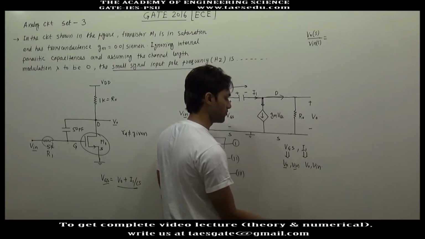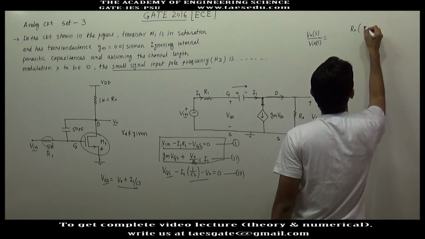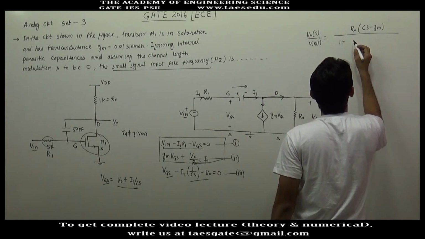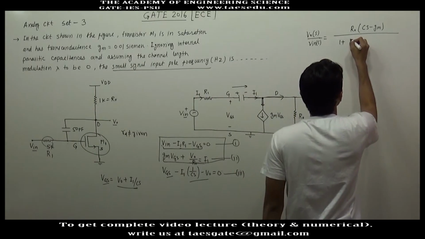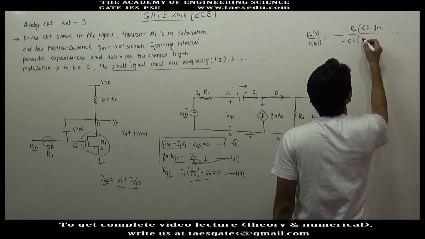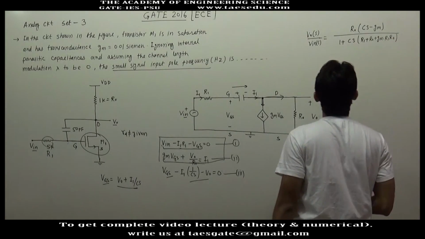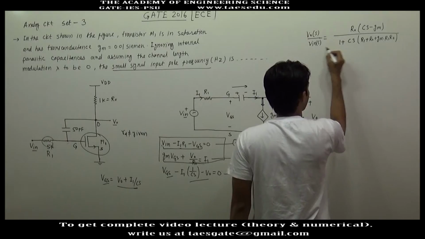find out the relationship between V0 and V input, and after the calculation you will get V0 S divided by V input S equal to R0 into CS minus GM divided by 1 plus CS into R1 plus R0 plus GM into R1 R0. With the help of these three equations you will get V0 S divided by V input S is equal to this.